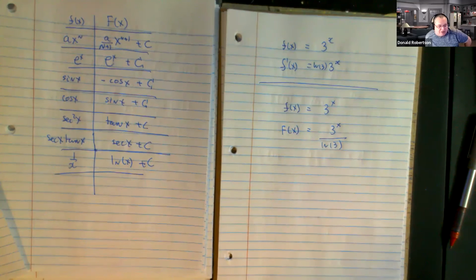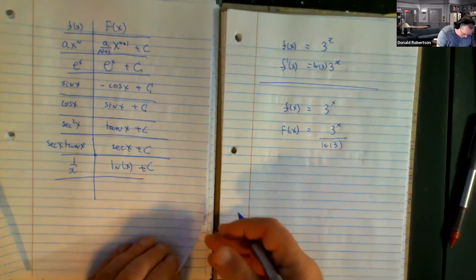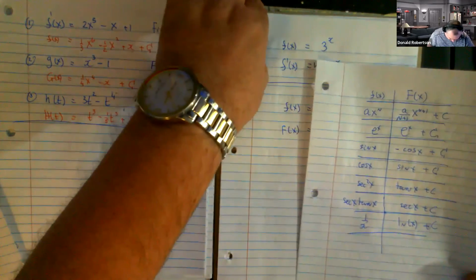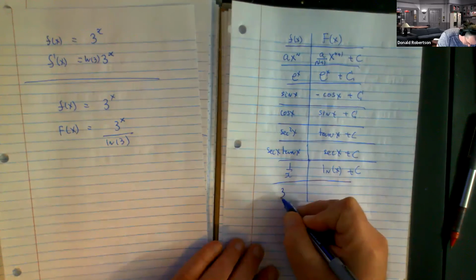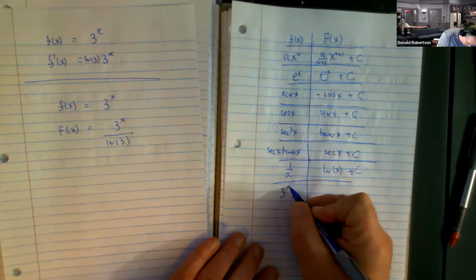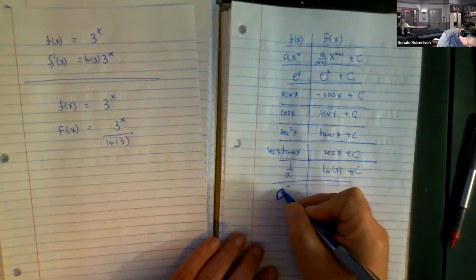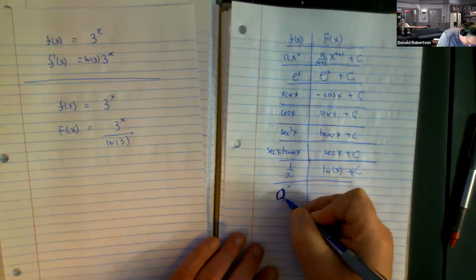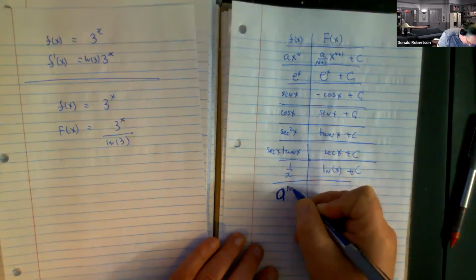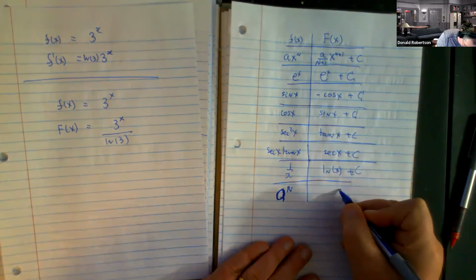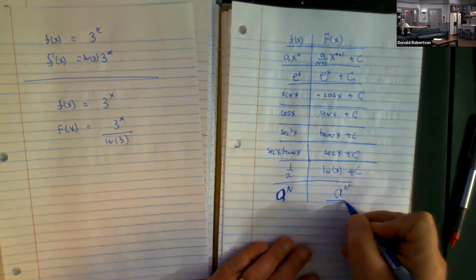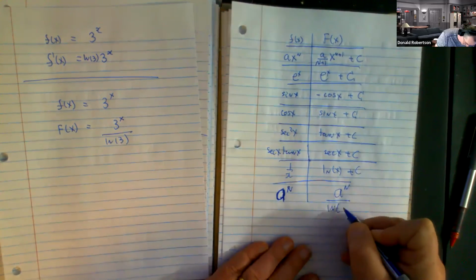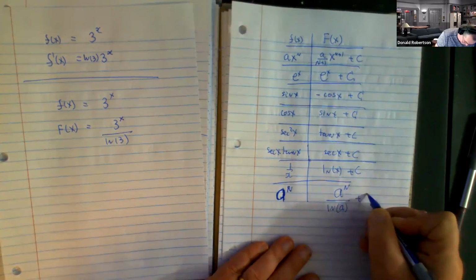So here is a new one to add to our list. If you want to find the antiderivative of, well, I shouldn't really call it 3 because it could be any number, a, a to the power of x, then its antiderivative is a to the power of x divided by the natural log of a.